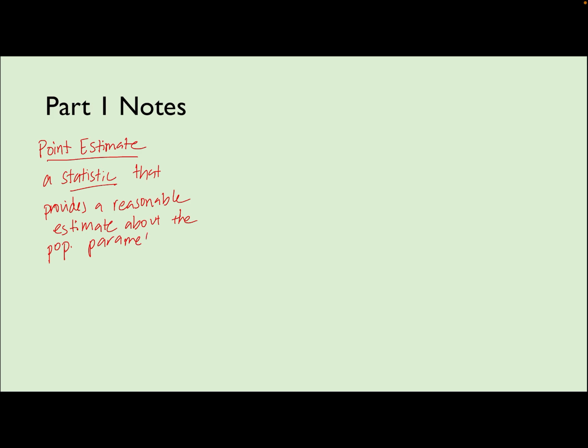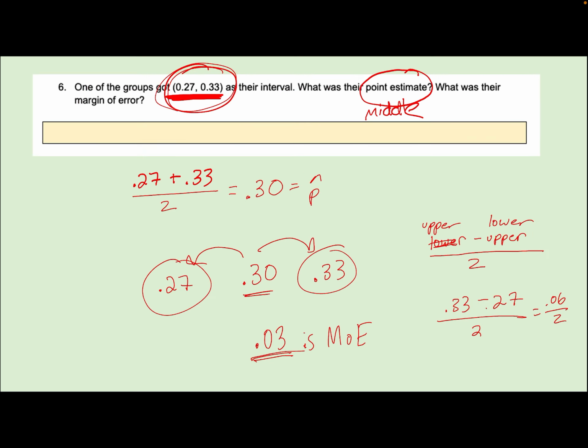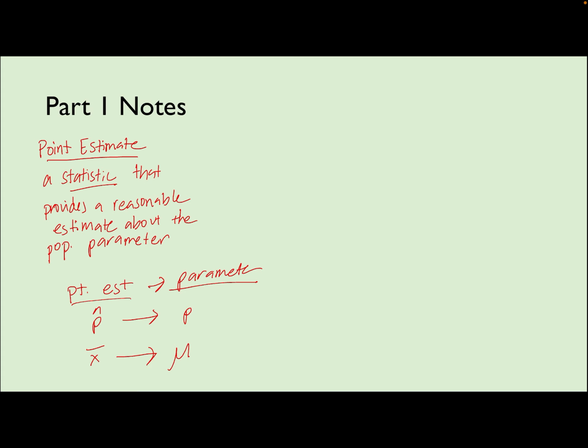And then just a reminder on some vocab and notation. Your point estimate could either be a proportion, p hat, or a mean, x bar. It helps you estimate the parameter. The notation for proportions for parameters is a lowercase p. The notation for the mean of a parameter is the fancy m.